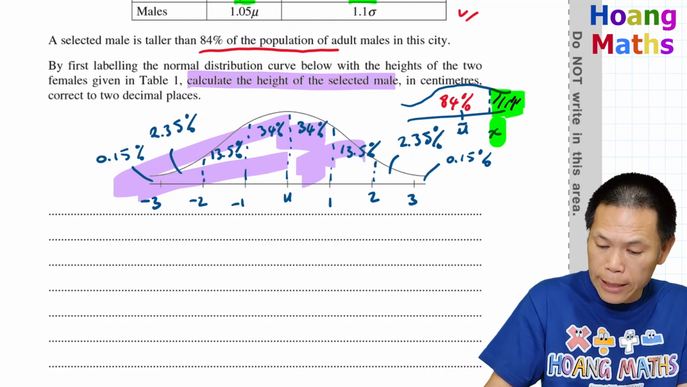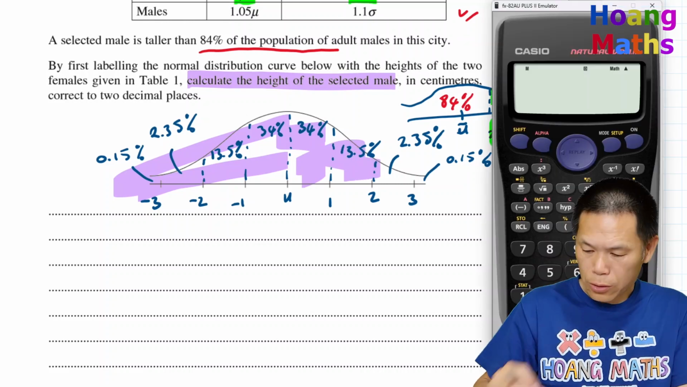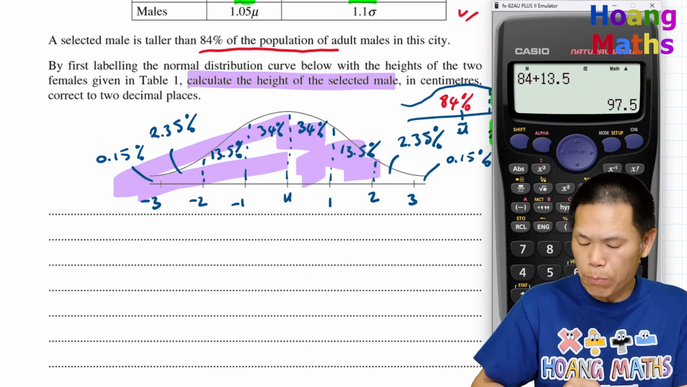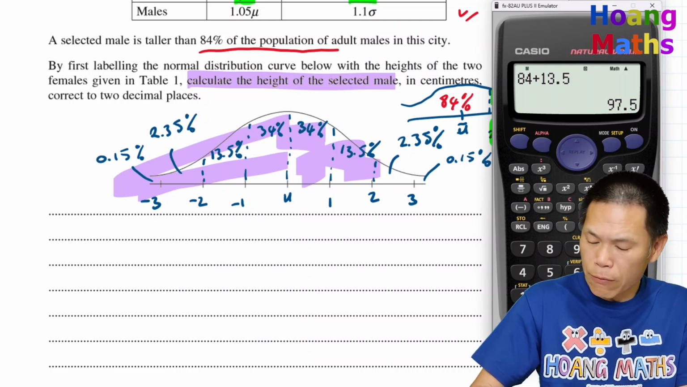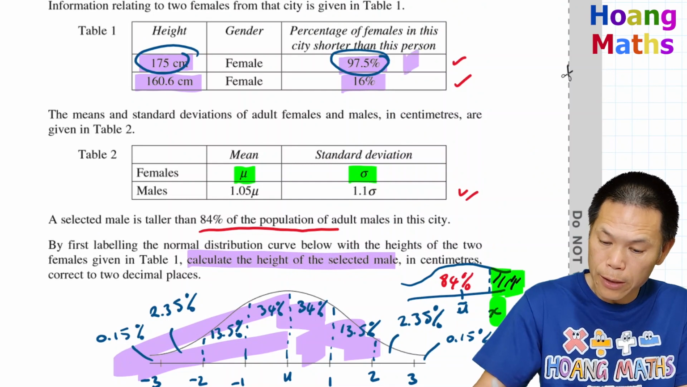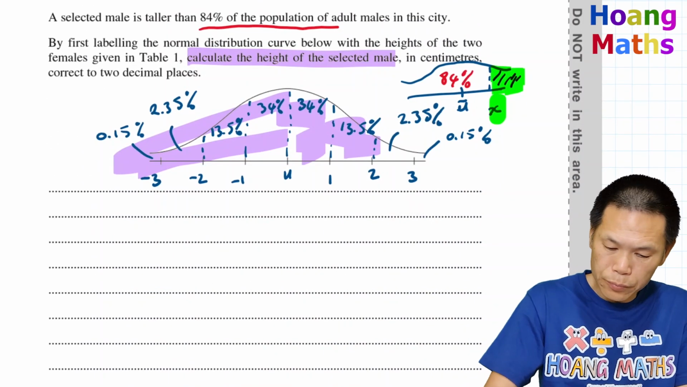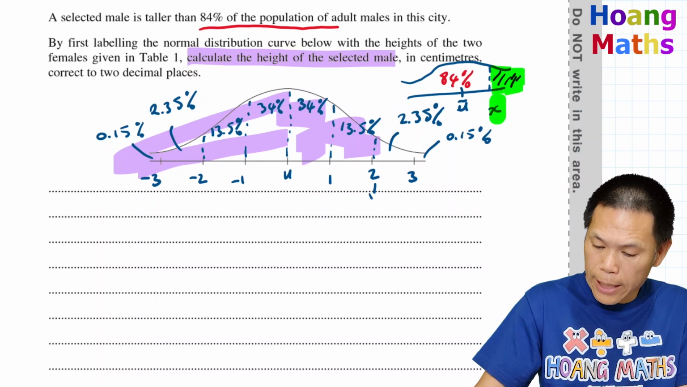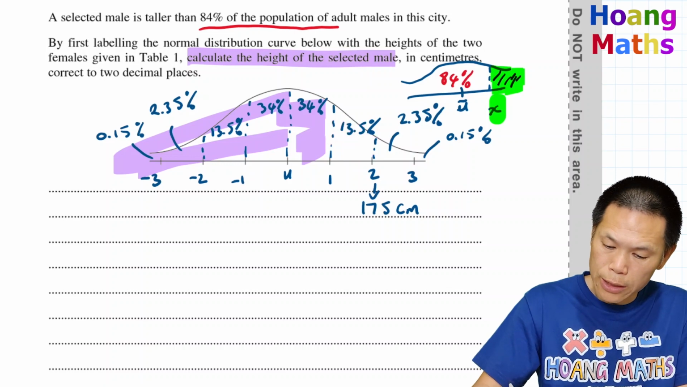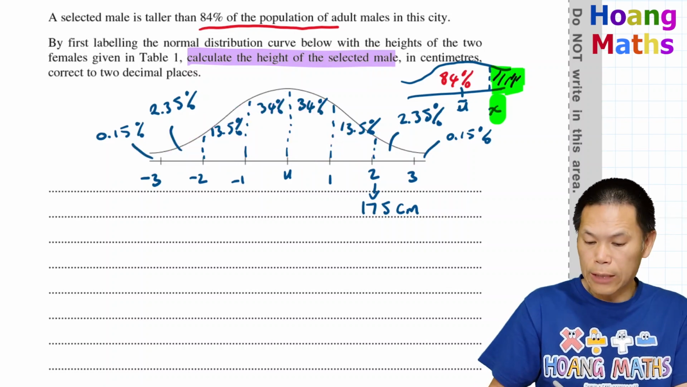And if we add this, so let's just work it out. So 84 plus 13.5. So there you go, 97.5. So 97.5 is spot on. See, there you go, 97.5 here. So now, the x score is 175 centimeters. Let me just clear this first. So that's what that meant.